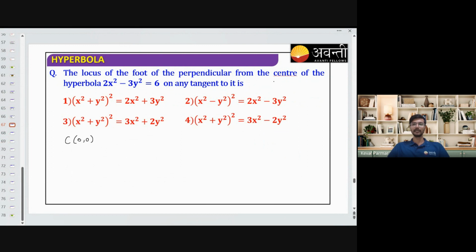What is the equation of the hyperbola, guys? It's x square upon 3 if I divide by 6, minus y square upon 2 equals 1. That means a square is 3, b square is 2. So the center, and any tangent to it. Let's say this is a tangent. This is the center (0, 0). Here is the foot of perpendicular M, which is (h, k). So the locus we have to find. Correct?